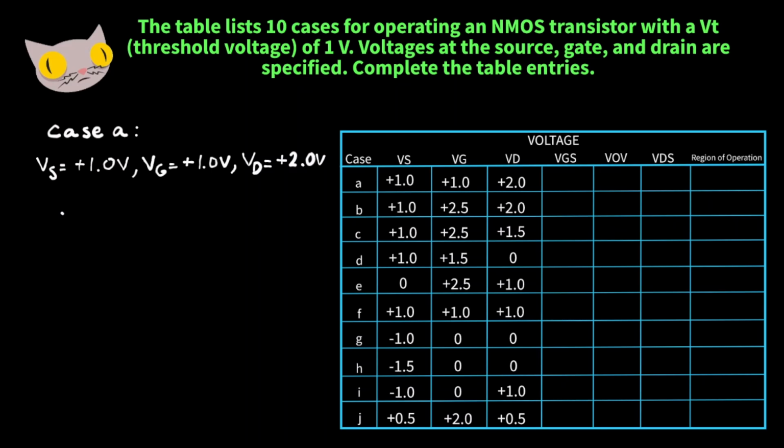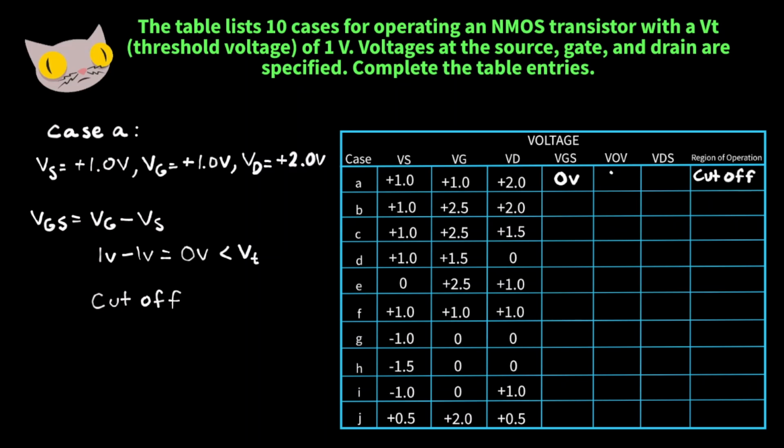For case A, we have our source voltage, which is 1 volt, our gate voltage, 1 volt, and our drain voltage, 2 volts. Let's start by finding the gate to source voltage, VGS. VGS is going to be equal to VG minus VS. That's going to be 1 volt minus 1 volt, giving us 0 volts. That's less than the value of our threshold voltage, which is 1 volt, so we are operating in the cutoff region.